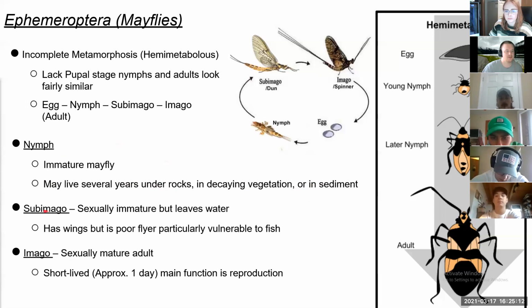The subimago stage is also a stage where it is still sexually immature, but it begins to leave the water. It has wings now, but it's a really poor flyer. And this stage won't last particularly long, but it is important. It's a poor flyer, so it's particularly vulnerable to fish.